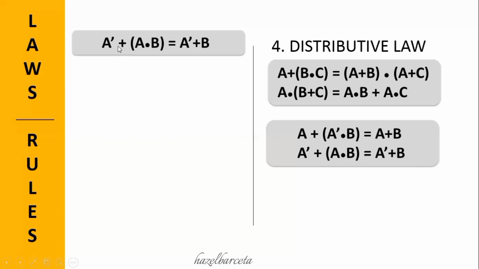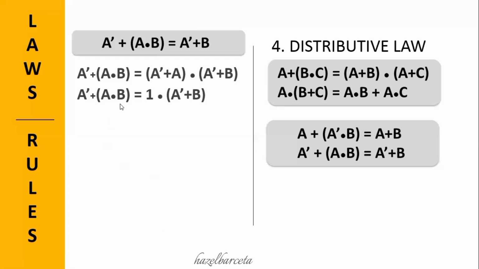The second one. A prime plus the quantity of A times B is equal to A prime plus B. So, ito, again, distributive law. A plus A prime. Ito po. Ito. Then, ito naman doon. Times A prime plus B. Again, we have this law, equal to 1. So, replace natin ng 1. Ito times ulit natin dito. But the same law, which is equal to A. Therefore, as is, the answer is A prime plus B.